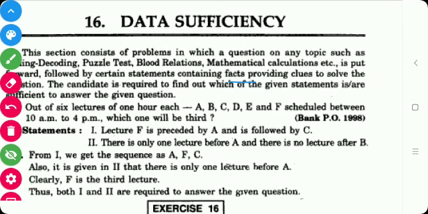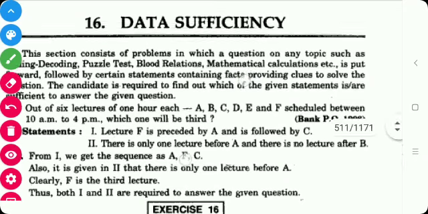We are required to find out which of the given statements is or are sufficient to answer the question. So we have been given two statements. We have to find out which statement is sufficient or both the statements are sufficient. Okay, so now we will solve examples.